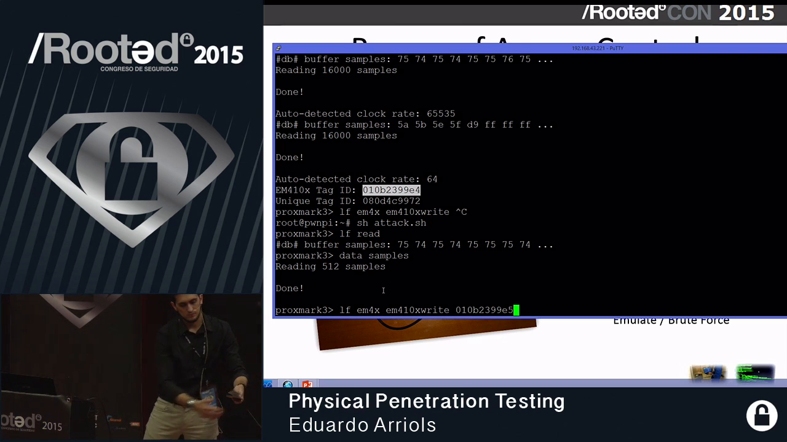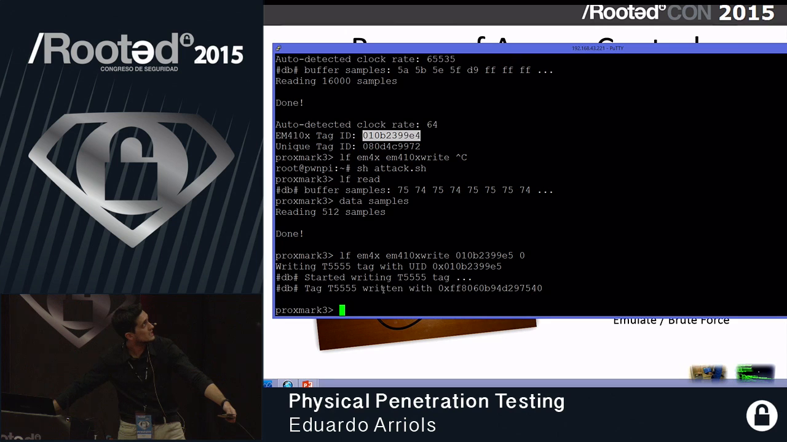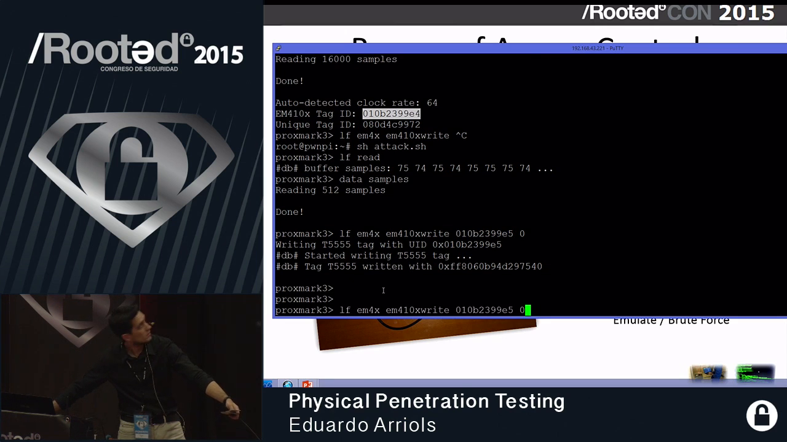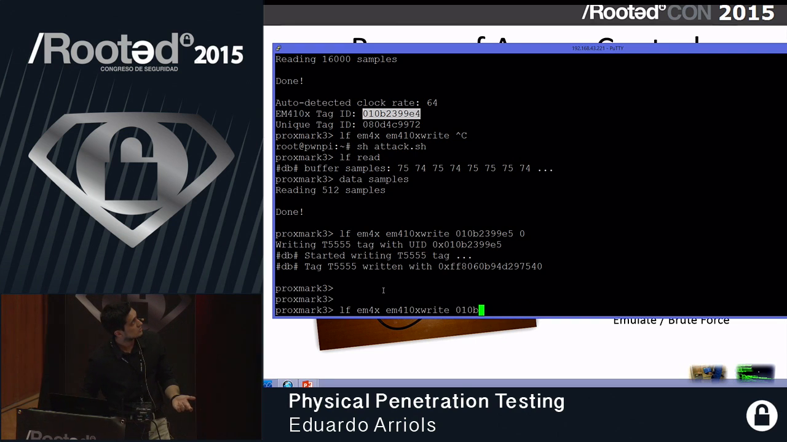We leave it like this. We press enter. I write 0 here. And this is it. Now it's written. Instead of pressing right, we can see it as trivial as this, you guys.